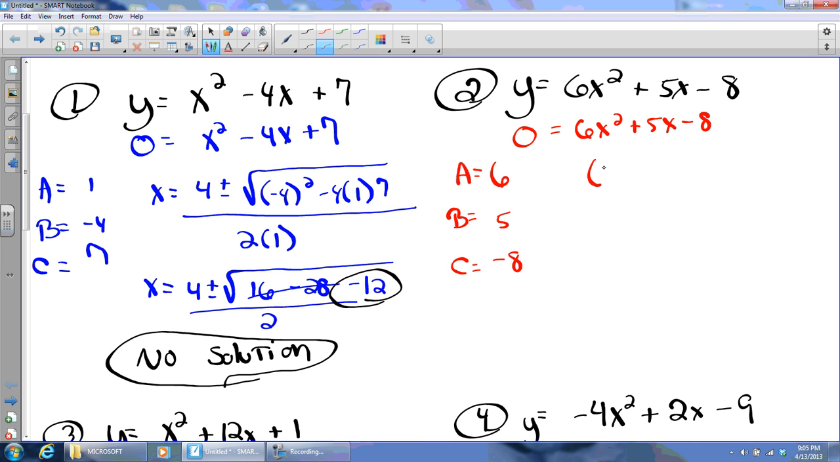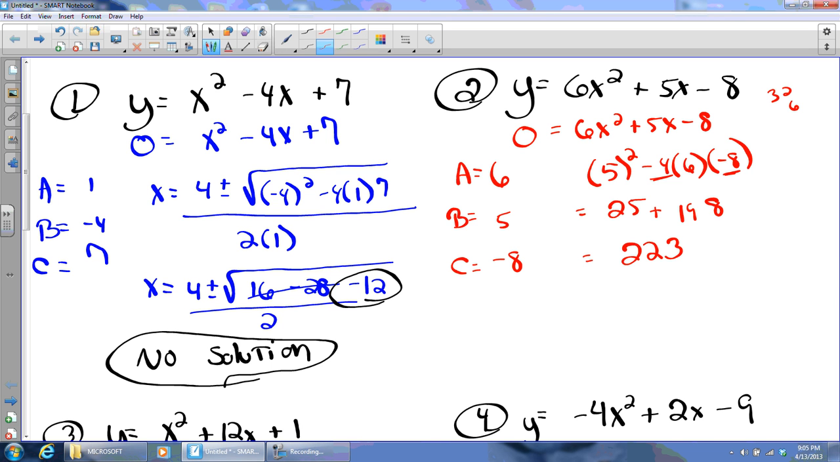So I can do my discriminant, 5 squared minus 4 times 6 times negative 8. And this is going to end up being a positive discriminant. I can tell because I'm going to have a negative 4 times negative 8. I don't know. Let's see. What's that? 32? It's off my head here. If I did 32 times 6, looks like it's going to end in an 8. Carry the 198, I believe that'll be. And if I add those together, I think it's going to be 223. So that's my discriminant.